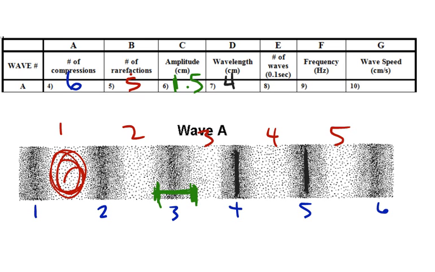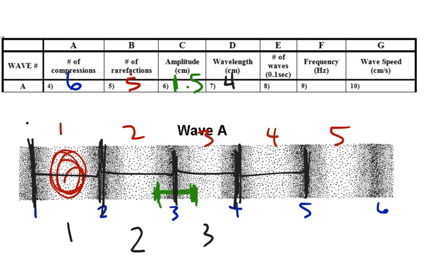Okay, number of waves. So you're going to count the total number of waves. The easiest way is to go from a compression to a compression. So from here to here, that would be 1. And then from that compression to the next compression would be 2. This compression to the next, 3, 4, and then 5.